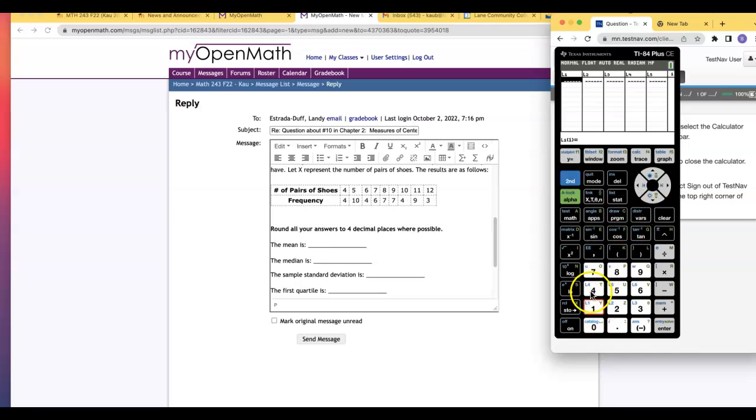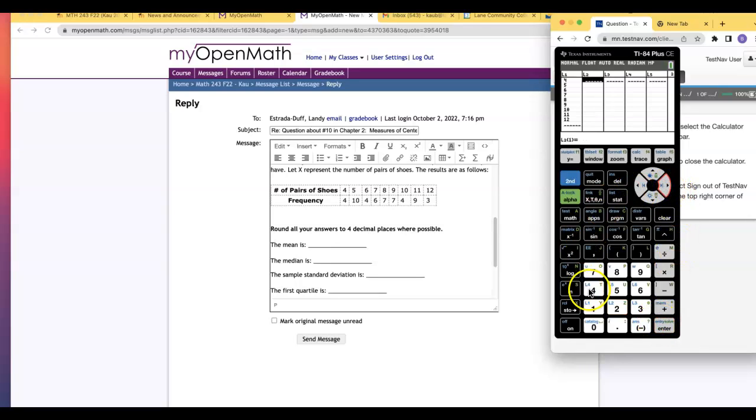We put in the numbers in the first column: 4, enter, 5, enter, 6, enter, 7, enter, 8, enter, 9, enter, 10, enter, 11, and 12. And then we're going to put in the frequency in the next column.